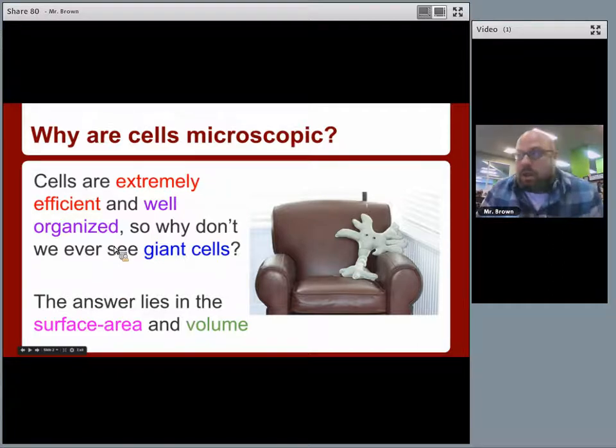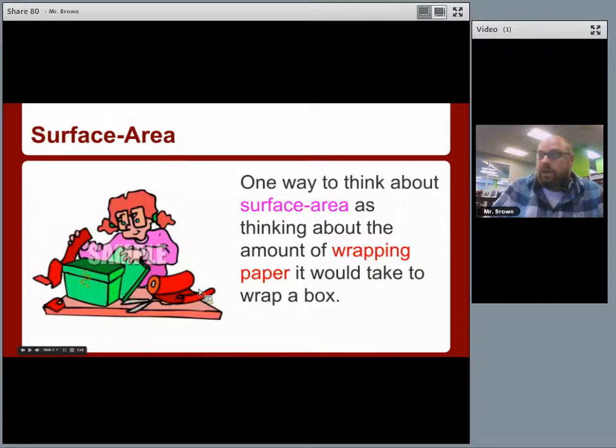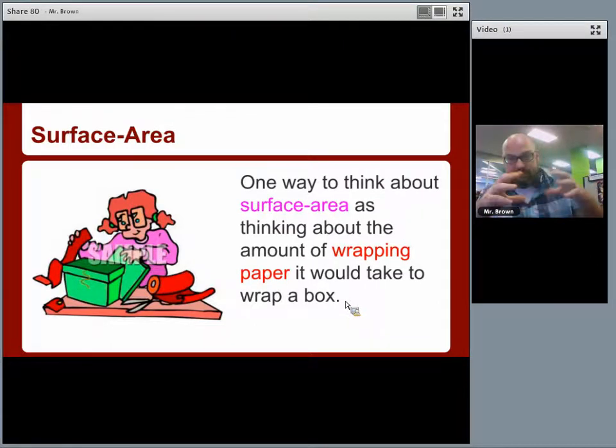All right. So cells are extremely efficient and well organized. So why do we see giant sized cells? The answer is in the surface area and the volume. One way to think about surface area is thinking about wrapping paper. The wrapping paper of a present covers the entire surface. So what that will do is it will cover the entire surface area.